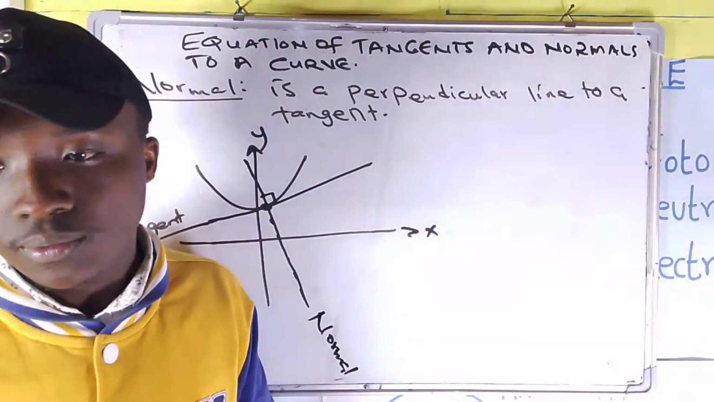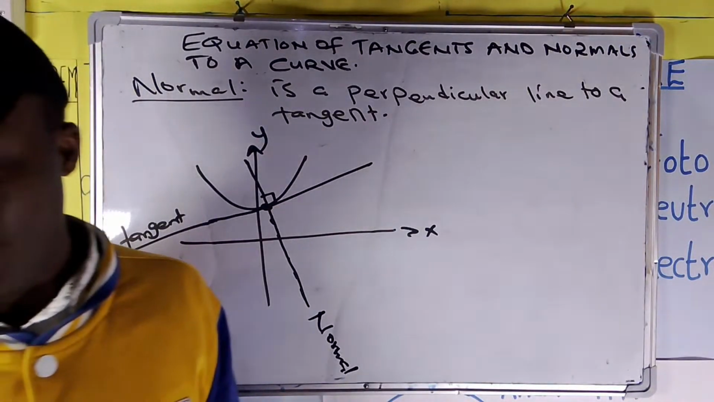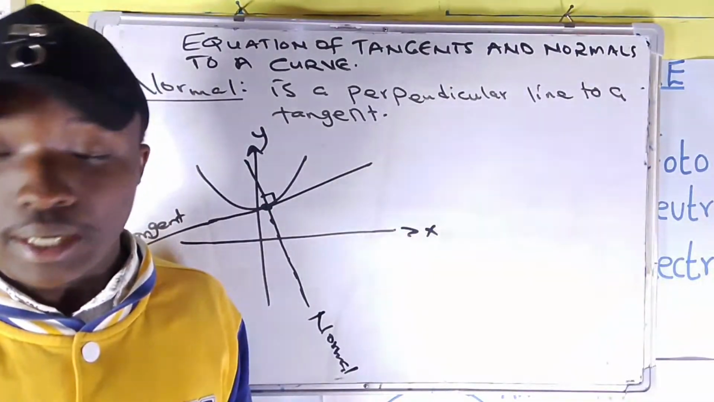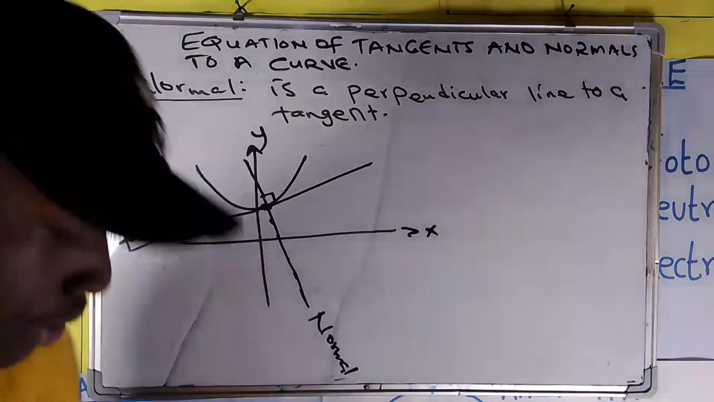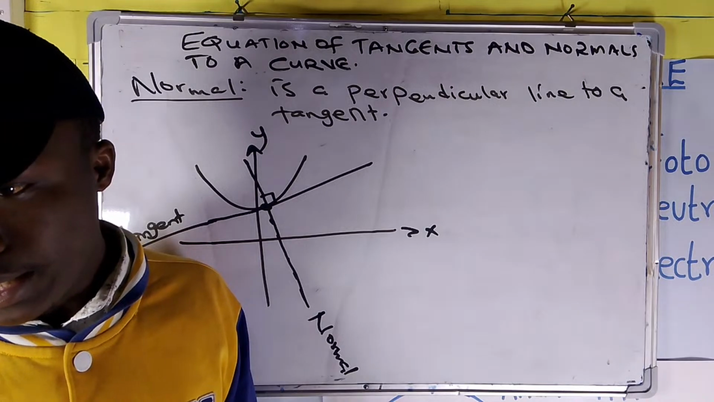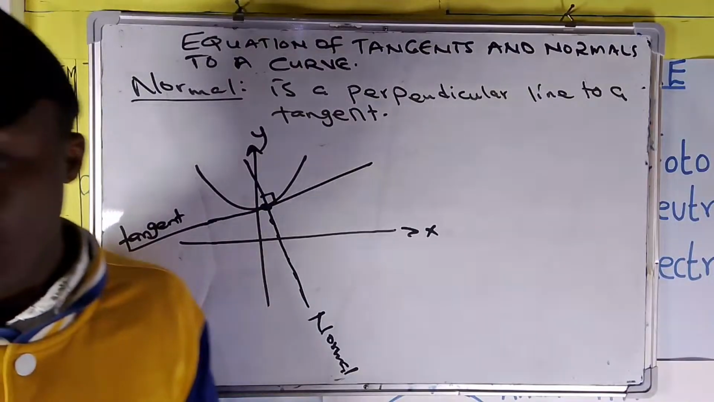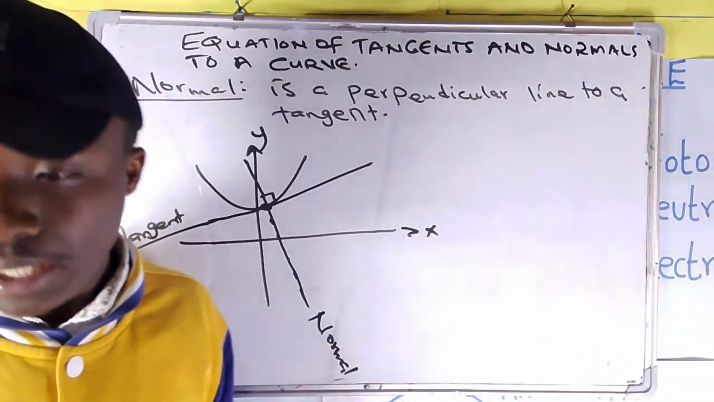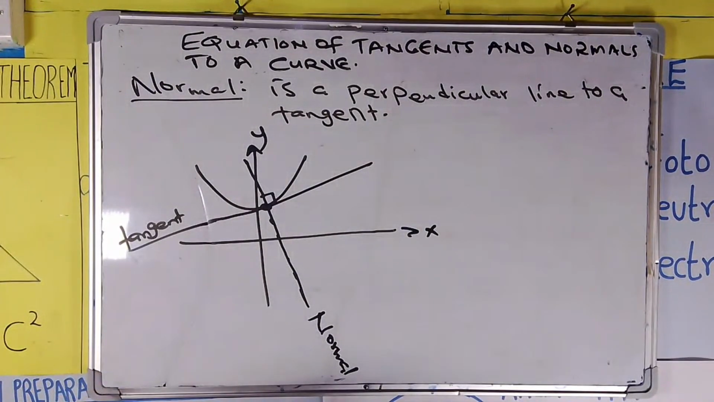And I know once you come across the word perpendicular, you understand because we have interacted with gradient and equation of straight lines. So what we are going to do in this particular case is just but the same thing. Remember, when you see perpendicular, it means that m1 times m2 is equal to negative 1.